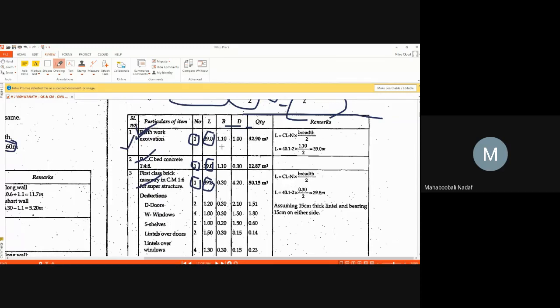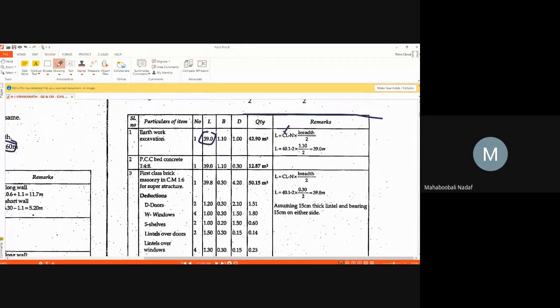So excavation, same: 1.1, 1.1. Brickwork 0.3 and 4.2. These things you already know from the previous problem. How to calculate this center to center? Now I will explain. What is the length you are writing here? That formula is CL, that is center to center total, minus number of junctions into b by 2. What is that b? b is the width of that item.